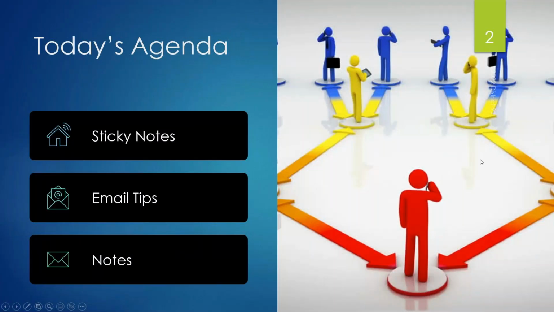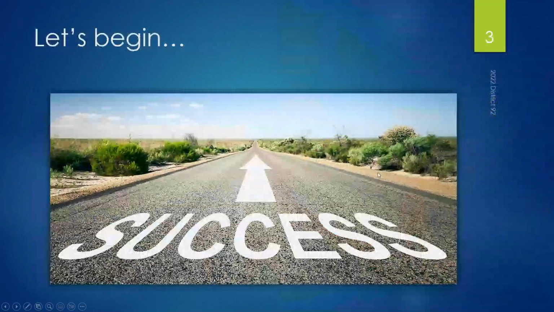What we're going to cover today, we're going to talk about sticky notes, some email tips, and also notes in general, such as comments that you do want to put in Apex. But also I'm going to go into Guidewire Policy Center and show you where you might want to add some notes there to help with getting approval for a contingency. With that, let's go ahead and begin.